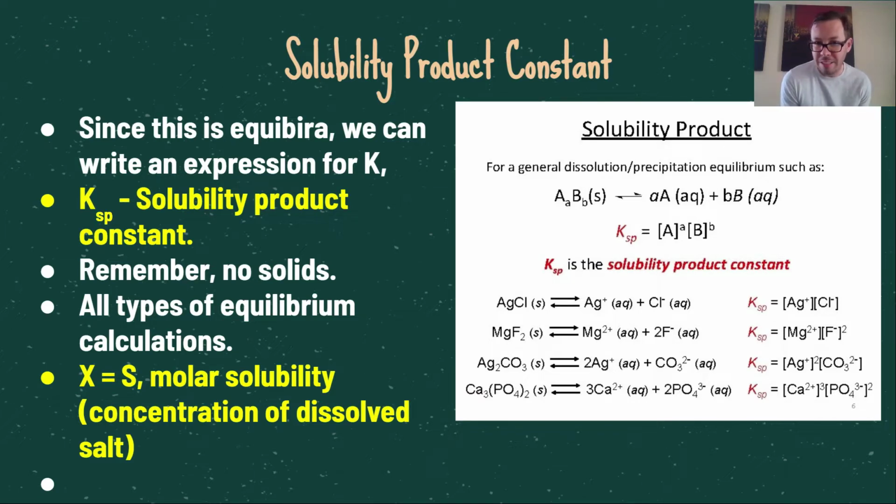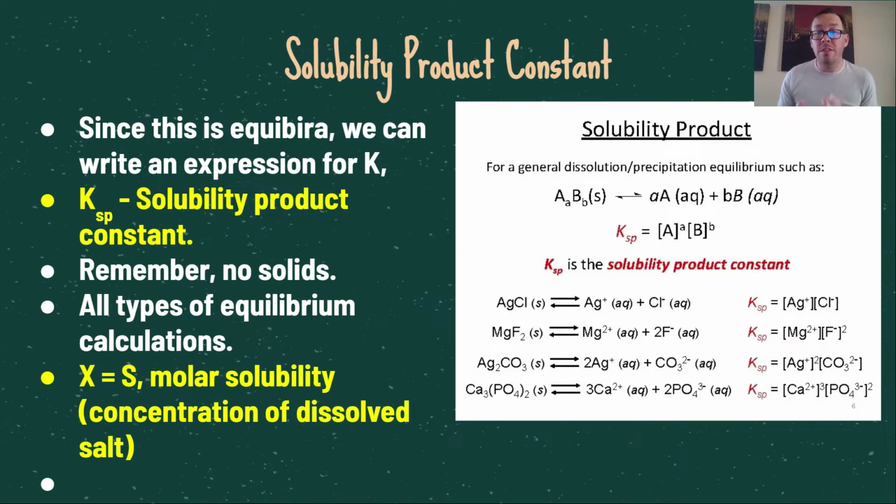So for example, AgCl dissociates into Ag+ and Cl-. So my KSP, my solubility product constant, is going to be equal to the concentration of Ag+ times the concentration of Cl-. Keep in mind that if it dissociates into more than one ion, for example MgF2, you have two F- ions that are produced from that dissociation, so you need to take the concentration of F- to the power of 2, just like we've done with other equilibrium expressions.